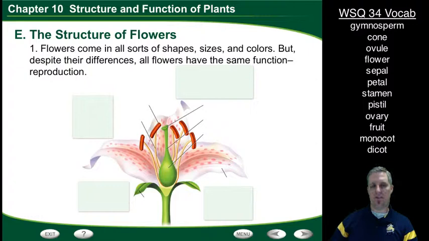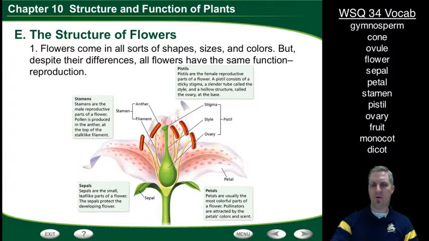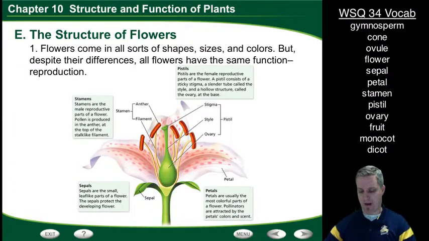The purpose of the flower is reproduction for the angiosperm. Now we need to know the structures of the flower, and you're going to need to know this one for sure on your test and as we move on. There are basically 4 major structures I want you to understand about the flower.